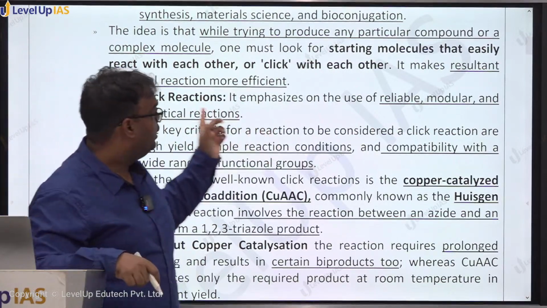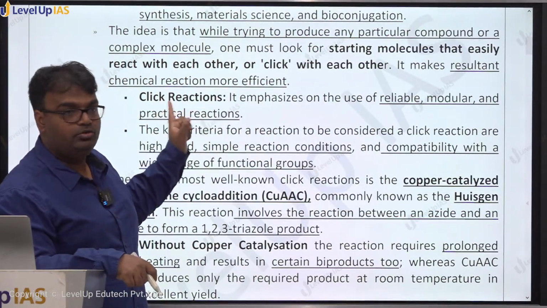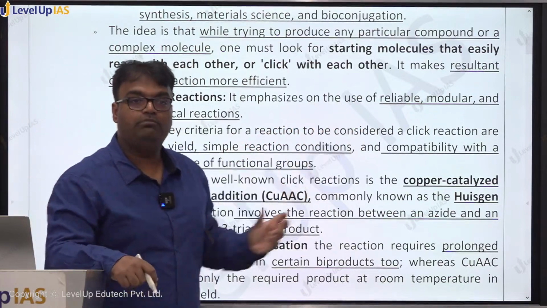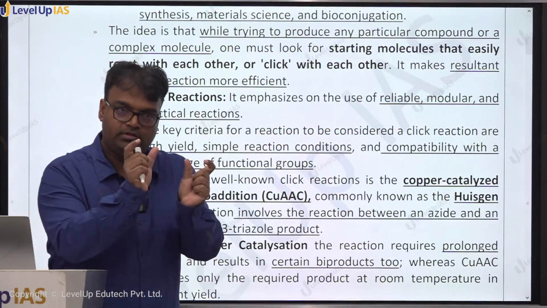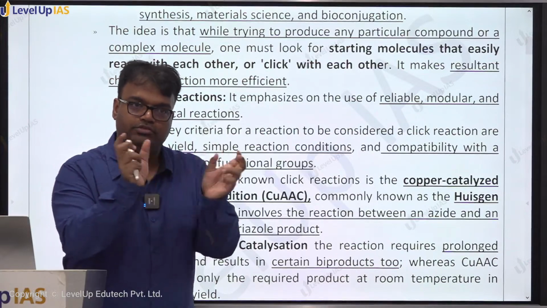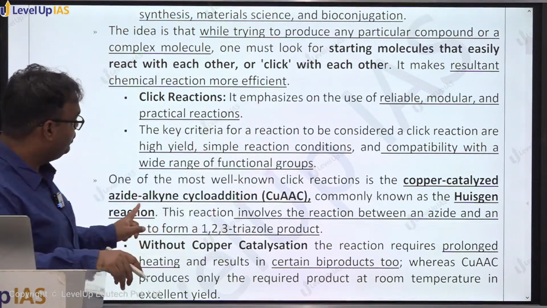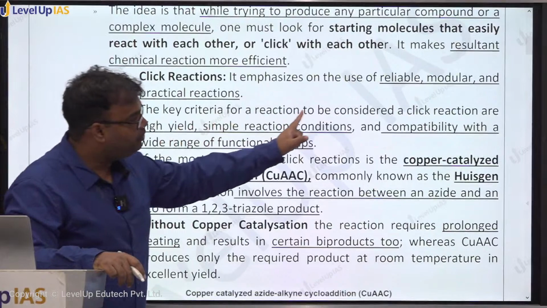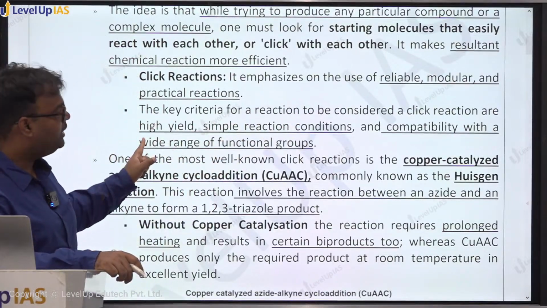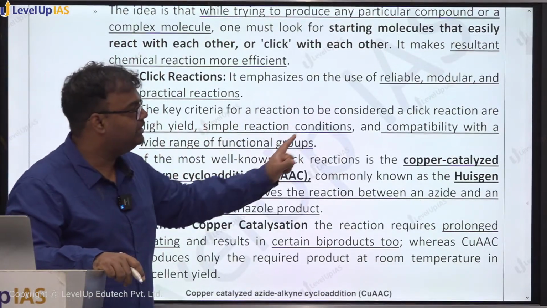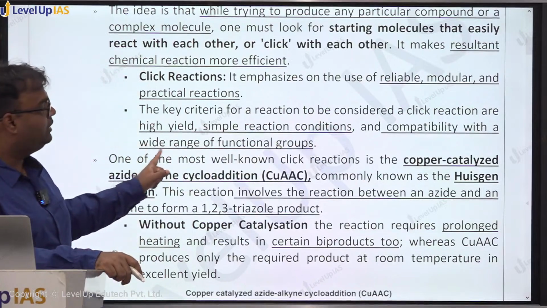Now note carefully, हम किस reaction को click reaction बोल रहे हैं? Those reactions which are reliable, which are modular, componental, small and small components. उन reactions को use करके the entire thing is getting produced. The key criteria for a reaction to be considered a click reaction are high yield, simple reaction condition, and compatibility with wide range of functional groups.